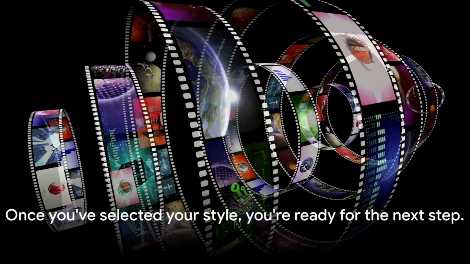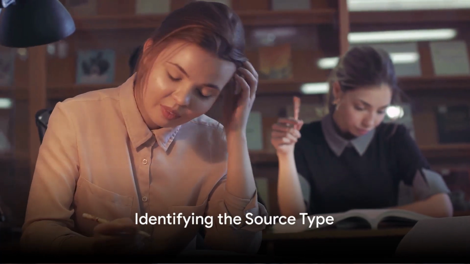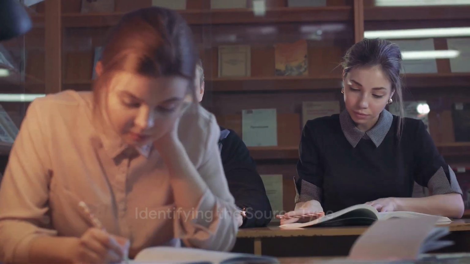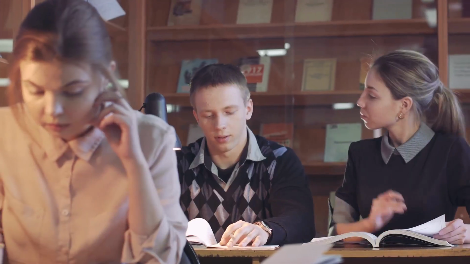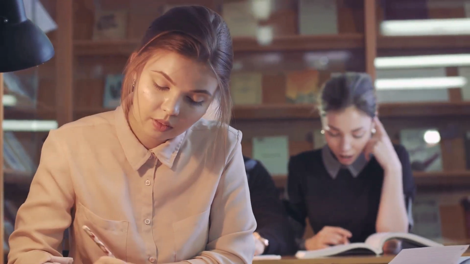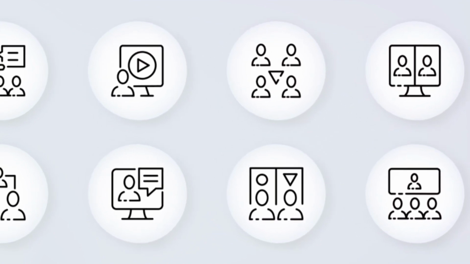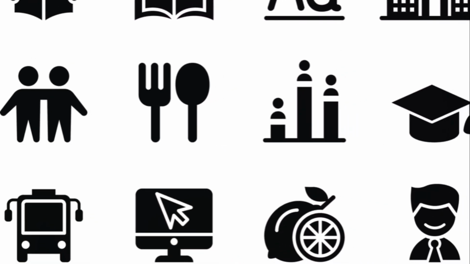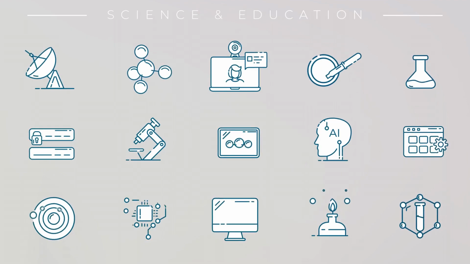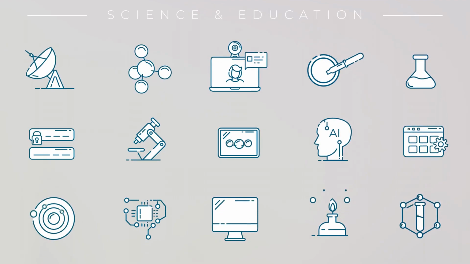Once you've selected your style, you're ready for the next step. Step two, identifying your source type. Let's dive into the heart of the citation machine's functionality. After you've chosen your citation style, it's time to identify what type of source you're citing. This could be a book, a journal article, a website, or even a tweet. Each type of source has unique information that needs to be captured, and the citation machine is smart enough to ask for exactly what it needs.